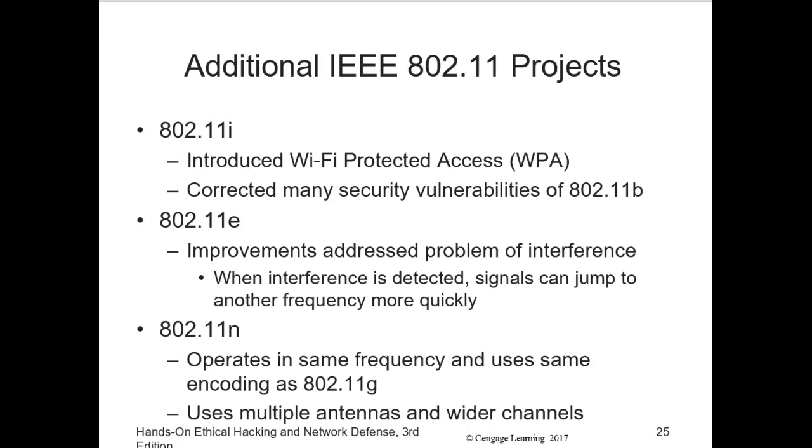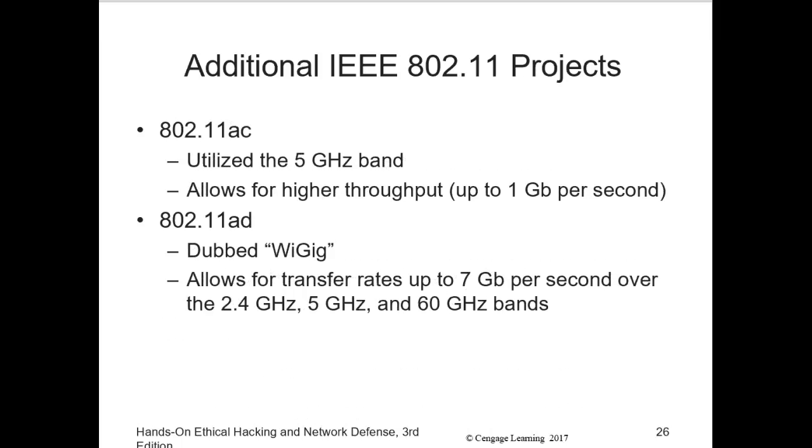802.11e was another approved project. It addressed the problem of interference. So when interference is detected, signals can actually jump to another frequency more quickly. The 802.11n standard operates in the same frequency as the 802.11g, but it has multiple antennas now and wider channels, which will increase the speed and capacity of the information being transferred.